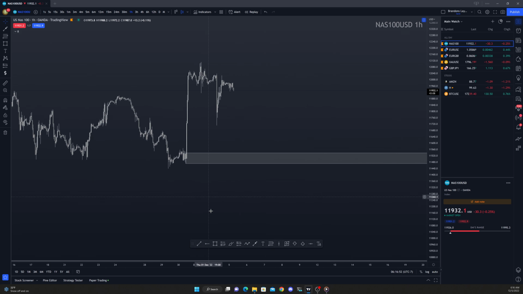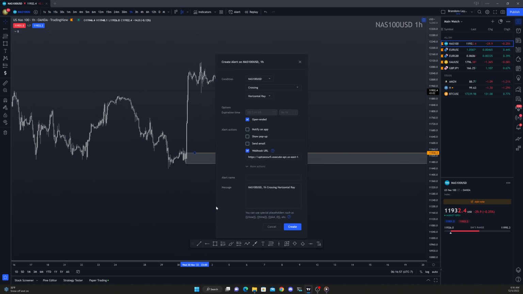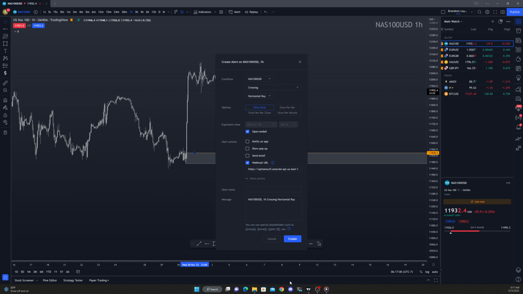So what I'm going to go ahead and do is put an alert here, and when price gets here, then we'll look for a confirmation, probably down in the 5 to 15 minute time frame range. We'll look to confirm that particular zone.